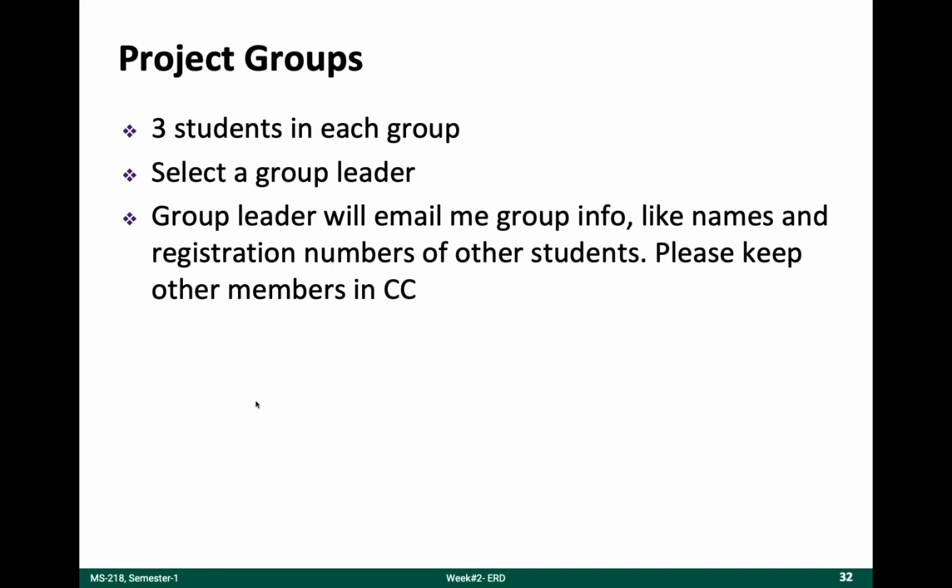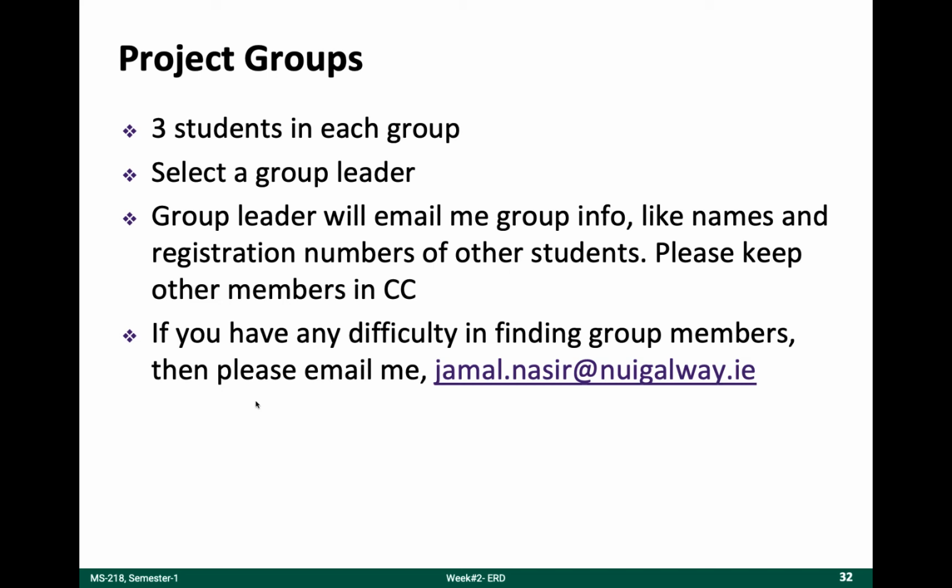If you find some difficulty in making groups, or you have 2 people and don't know the third person, you can simply email me and say we are 2, and I can randomly add a third person to your group. Just remember that in real life you don't have the option to select your co-workers. In a company, if the manager says this is your group, you have to work with them. So by this weekend, please email me your groups.